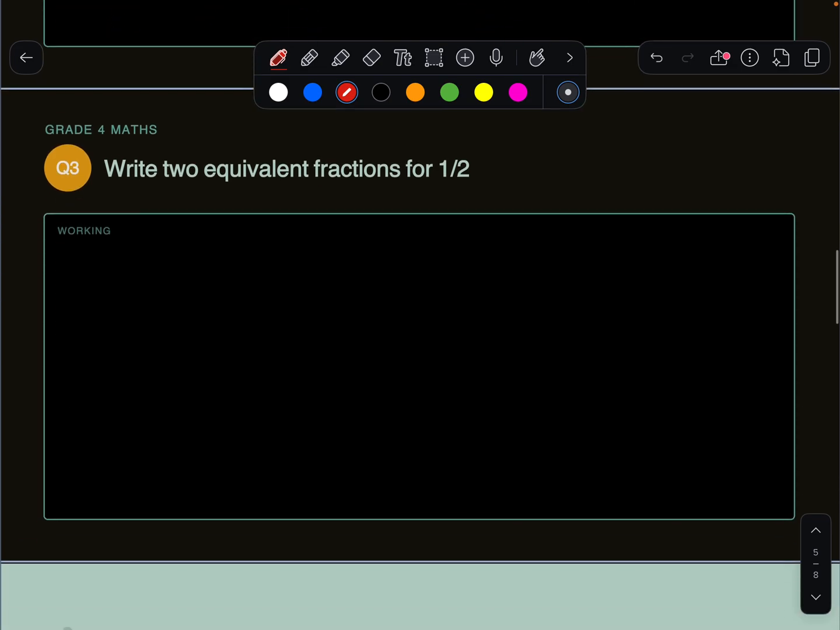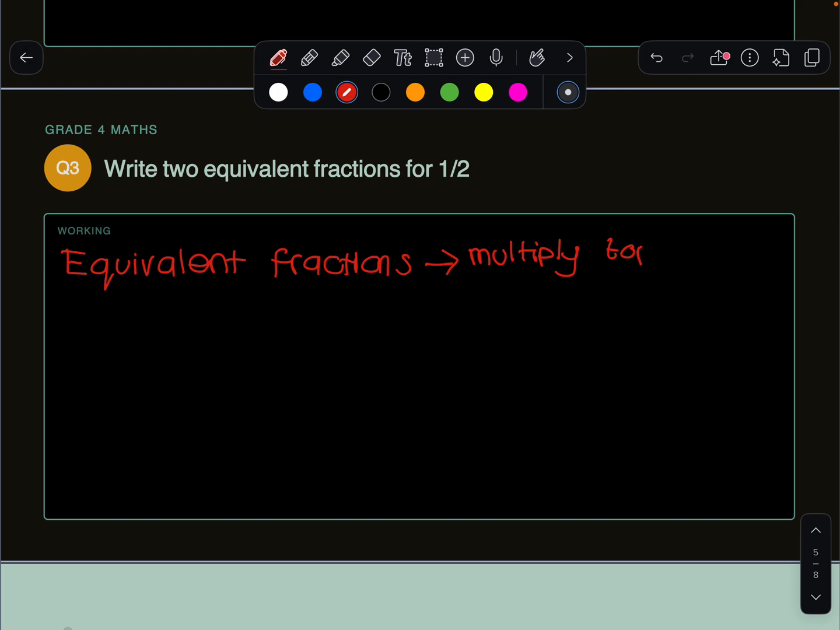Question 3, write 2 equivalent fractions for a half. Your trick with equivalent fractions, a trick you're going to use for many years, is you just multiply the top and the bottom by the same number, so that you can get many different equivalent fractions.